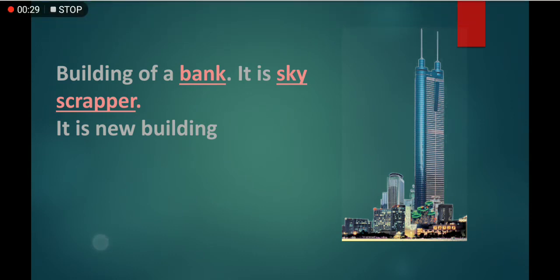Can you see this picture? This is a picture of a building. That is of a bank. It is a skyscraper. Do you know what a skyscraper is? Skyscrapers are those buildings which are too tall. When we see them, it seems that they are touching the sky. That is why they are called skyscrapers. From this picture, it seems that this is a new building. It is not an old building.